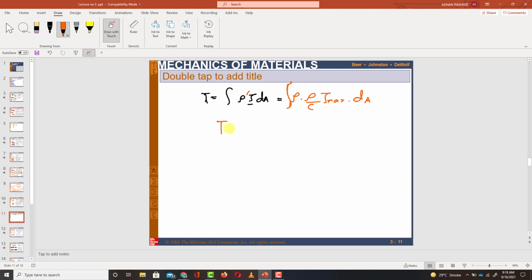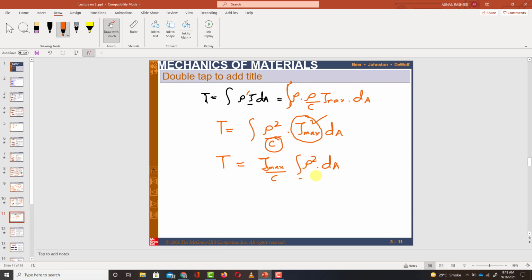Clear? So the net torque will be equal to the integral of rho squared over c into tau max into dA. Now tau max is the maximum value, so it is a fixed value, a constant, and c is also a fixed value, the radius. So we will take these two terms out, and that will be equal to tau max over c into the integral of rho squared into dA. This is the torque, and this is the maximum shear stress.